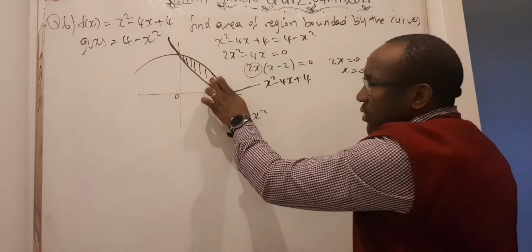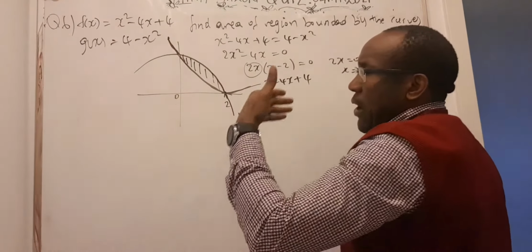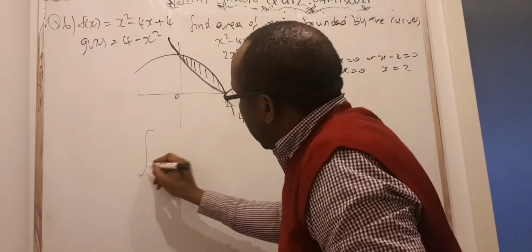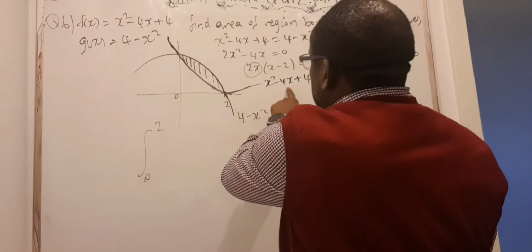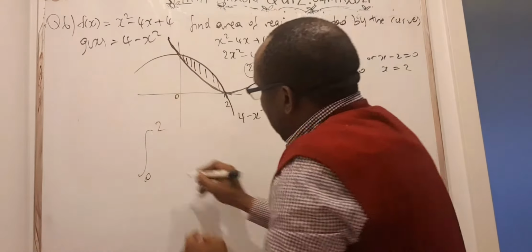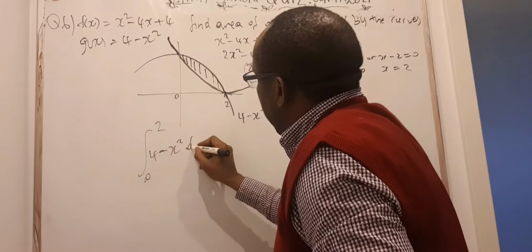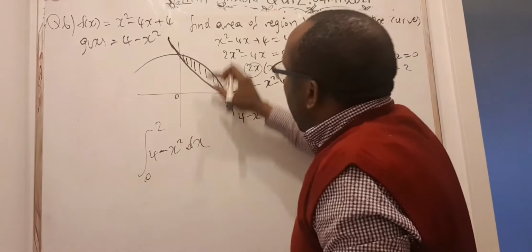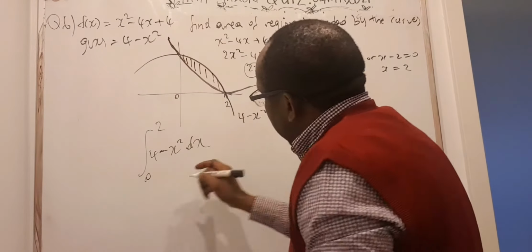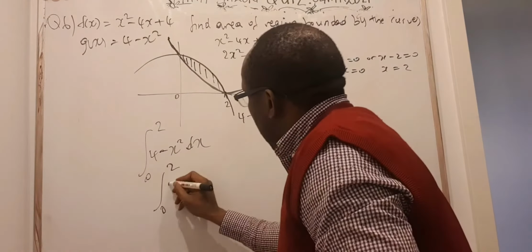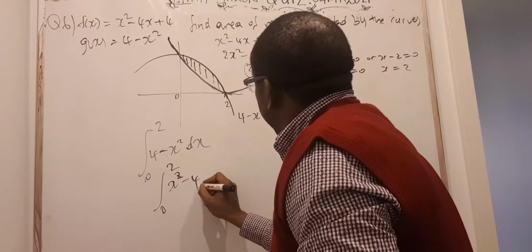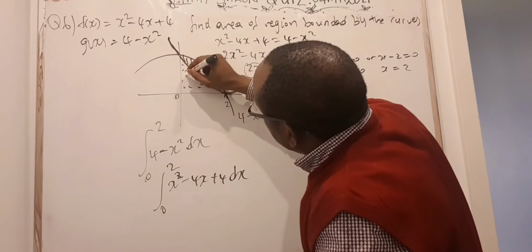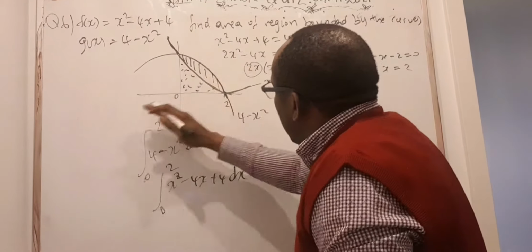To get this shaded region, the definition of integral as a way of calculating the area under a curve says it is the area that is under. So if I take the integral from 0 to 2 for this function, I will take the bigger one first, 4 minus x squared dx. That means everything under this here. But I don't need everything. I need only this part. But then if I take the integral from 0 to 2 of x squared minus 4x plus 4 dx, it is only this one under here. So if I take everything and remove this one under, then I have that.